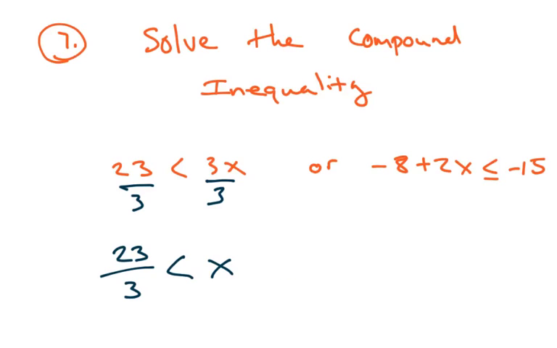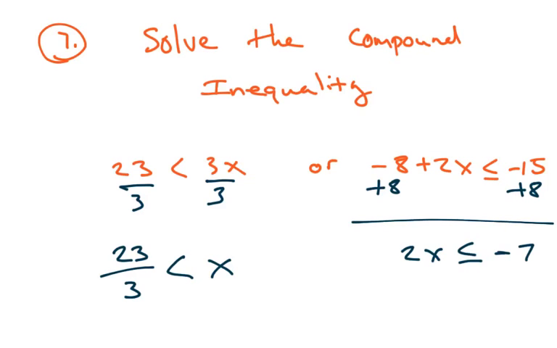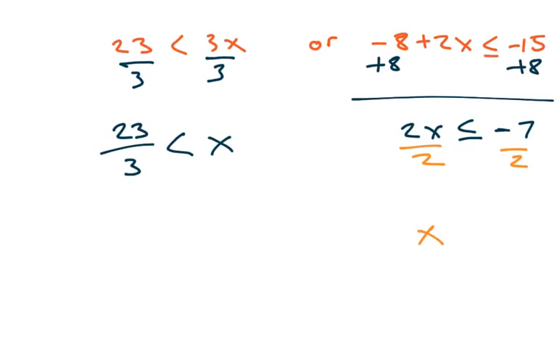And on the other side, I'll play the same game. It's a little bit more complicated, so I'm going to add 8 to both sides. So I'm trying to get x by itself. I'll get 2x is less than or equal to negative 7. Negative 15 plus 8 is negative 7. And then I'll divide through by 2. And x is less than or equal to negative 7 over 2.